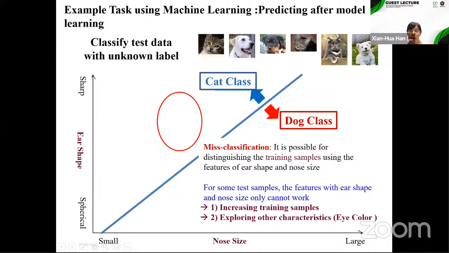Of course, if we don't have a lot of training samples, maybe we can't get a very good model. The lines distinguish the classes. So in order to get a better distinguishing line, the first thing we need to do is increase the training samples. We also need to explore other features, such as the eye colors of cat and dog images.